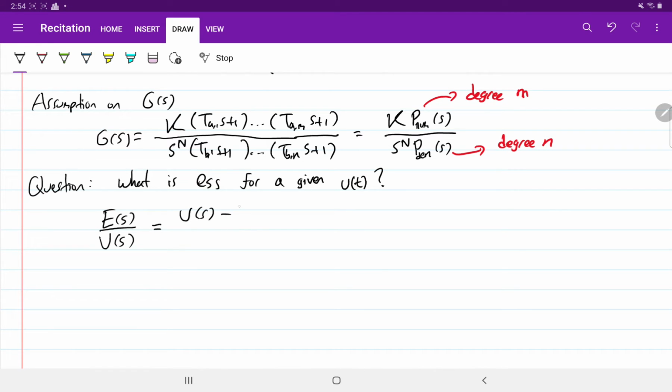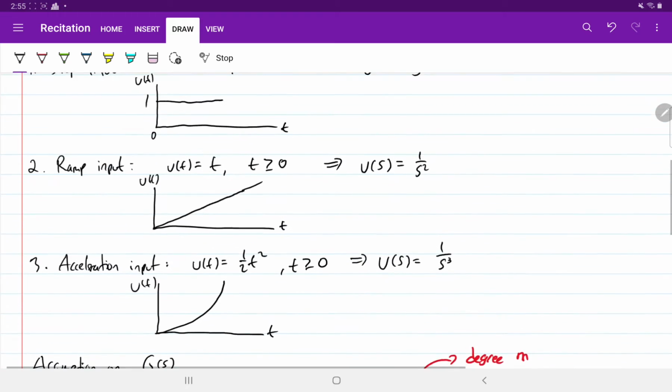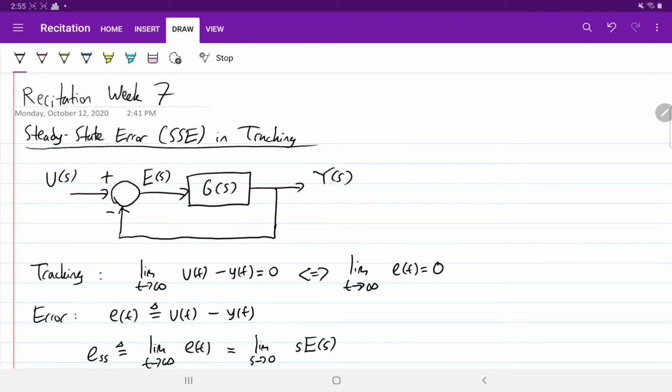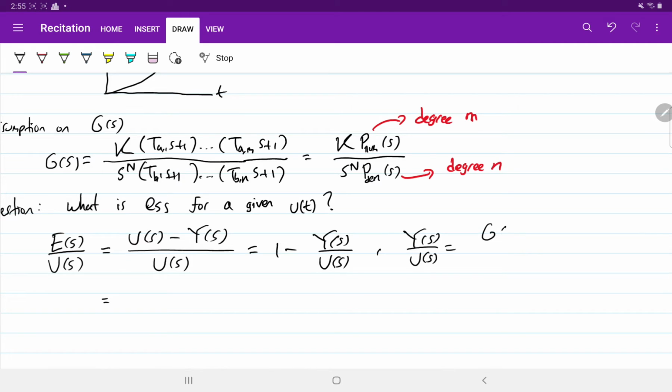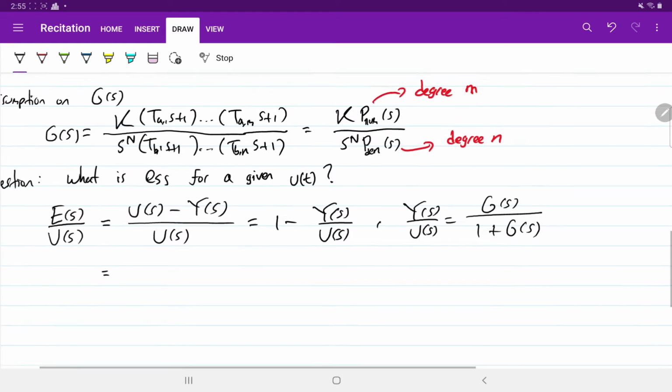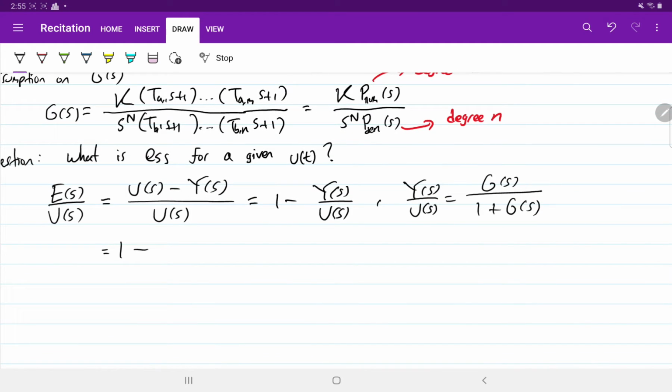U of s minus y of s over u of s. So this one minus y of s over u of s. But we know that y of s over u of s is the transfer function of the closed loop system. Y of s over u of s is g of s over 1 plus g of s. Okay, so continue with this.